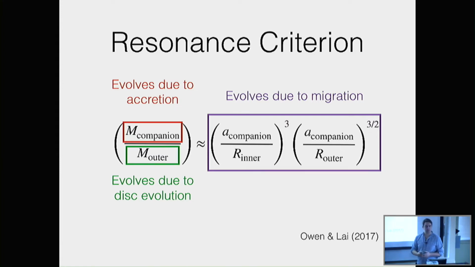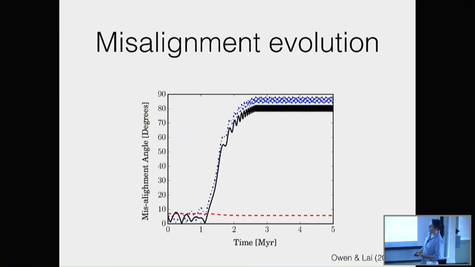So you can start off with a disk that is far away from this resonance, and then you can let the disk evolve, and it will hit one of these resonances, and you will undergo a very strong misalignment. So starting off with very, very small misalignments, you let the disk evolve, suddenly you hit this resonance, and the misalignment becomes very, very large. So you end up with a large misalignment. In this case, it goes up to 90 degrees between the companion and the inner disk.